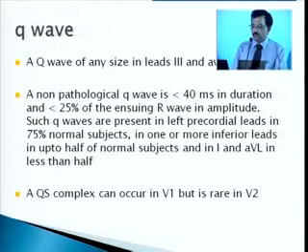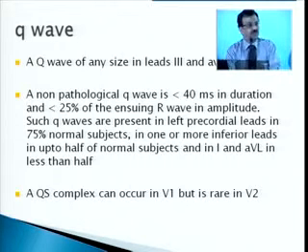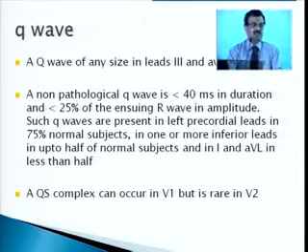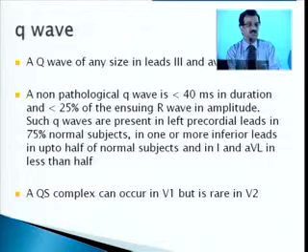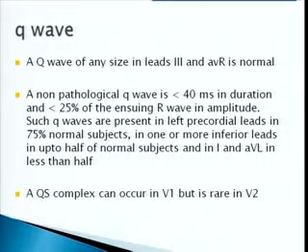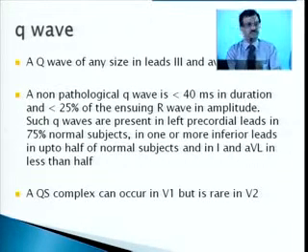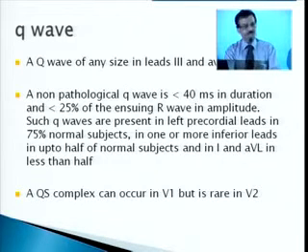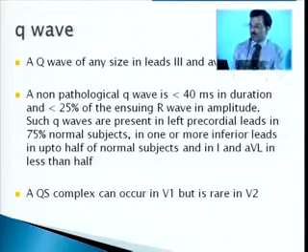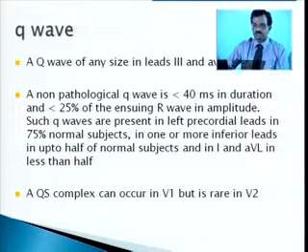Now a small Q wave is normally seen in leads 3 and AVR, and that is normal. In the third lead, even though sometimes we see deep Q waves, we should not take them as pathological, because most of the time it is considered physiological. AVR also we have, but a non-pathological Q wave, when we look at it, should be less than 40 milliseconds in duration and less than 25% of the height of the ensuing R wave.